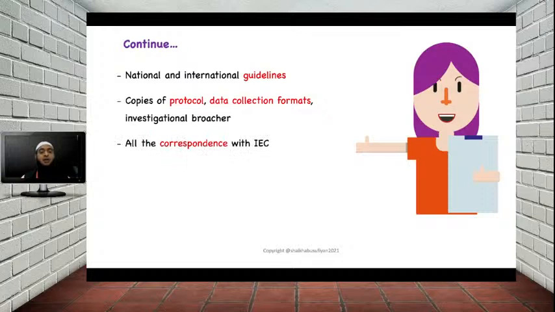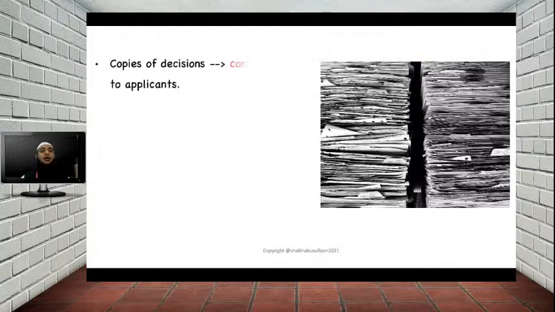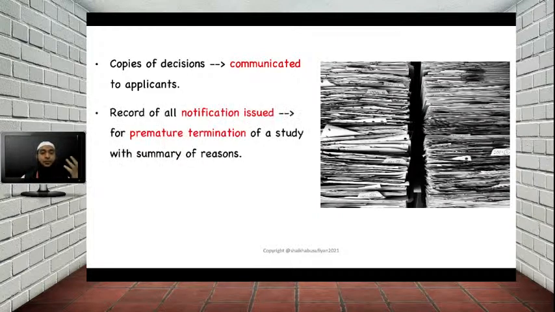Then all correspondence with the institutional ethical committee, meaning whatever correspondence you are doing with the ethical committee. Maybe the investigator has sent the protocol, has reported some adverse drug reaction, or has reported some new information related to the trial. All that correspondence between the investigators and/or the sponsor and the IAC must also be maintained for 5 years. Then the agenda and minutes of the IAC meetings. Then copies of decisions communicated to the applicant by the IAC, whatever the decision is. And records of all notifications issued for premature termination of the study, with a summary of the reasons.